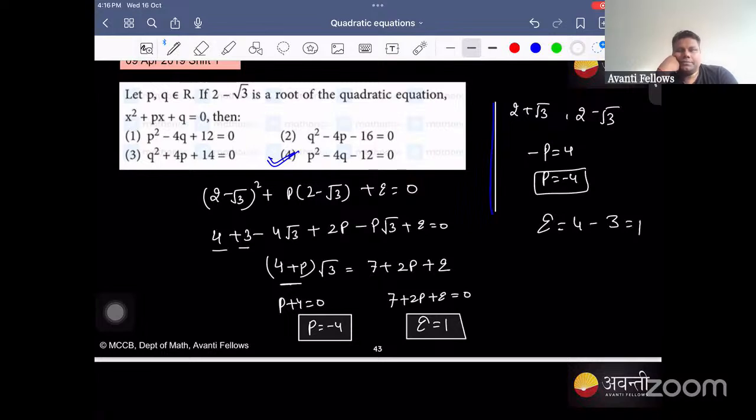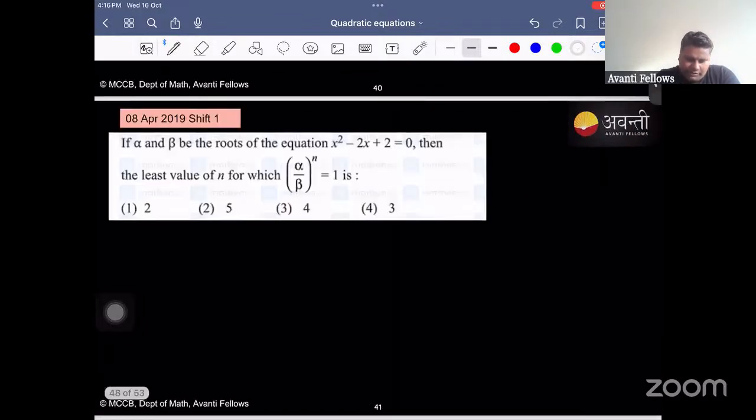Got it? Manish, did you get it now? Well, now you got the values of p and q. Just satisfy whatever options you are getting. All right. Now, let's try this question.